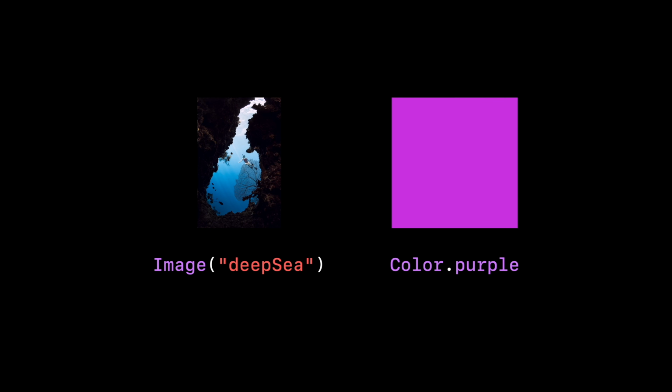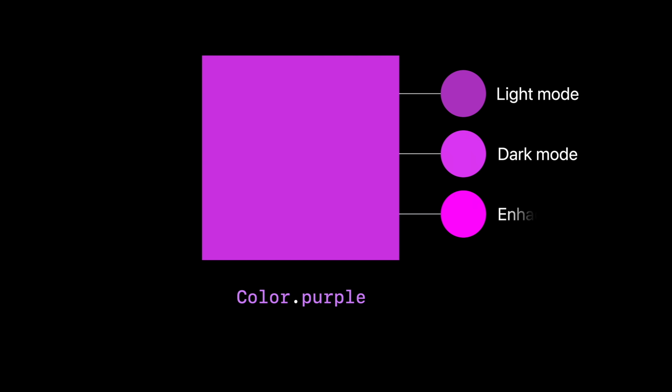Built-in views are powerful because SwiftUI integrates them with the hardware. Here, this purple is actually a context-dependent purple color. The actual color values adjust based on the context of the device, like if the phone is in light or dark mode, or whether the sun is shining bright on the screen.